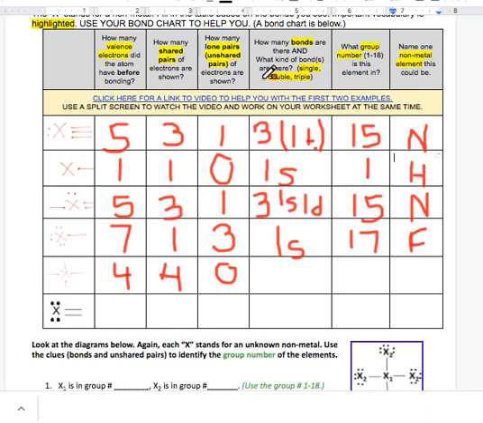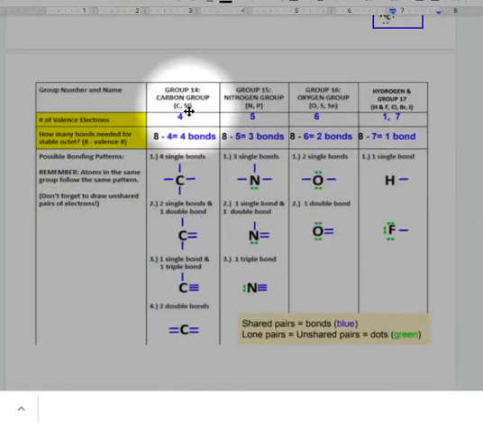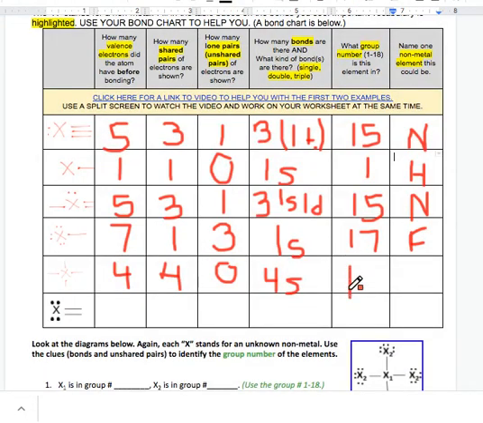How many bonds are there and what kind of bonds? So I do see 4 bonds or 4 shared pairs, like we said here, and they're all single. So I'm going to say 4 single. Now I'm going to use my bond patterns to see which does this one look like. So 4 valence electrons and 4 bonds, it's one of these, right? And there it is with 4 single bonds. So that's group 14, and carbon is a good example. Let's say 14. And in the last column, it asks for an example of an element, so carbon.